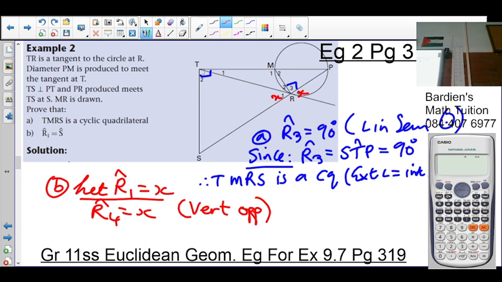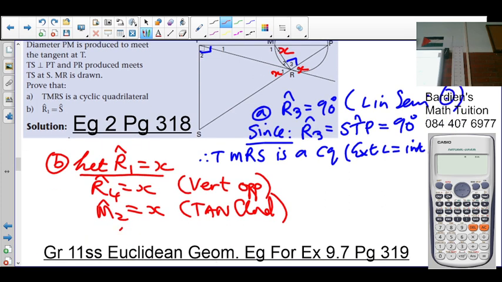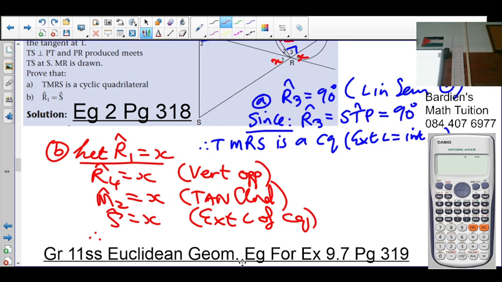And then if R4 is X, what else is X? Angle M2. Why? Tan chord. Okay. And if M2 is equal to X, we say angle S is equal to X. Exterior angle of cyclic chord. Then I can conclude, therefore, angle R1 is equal to angle S, which is equal to X.